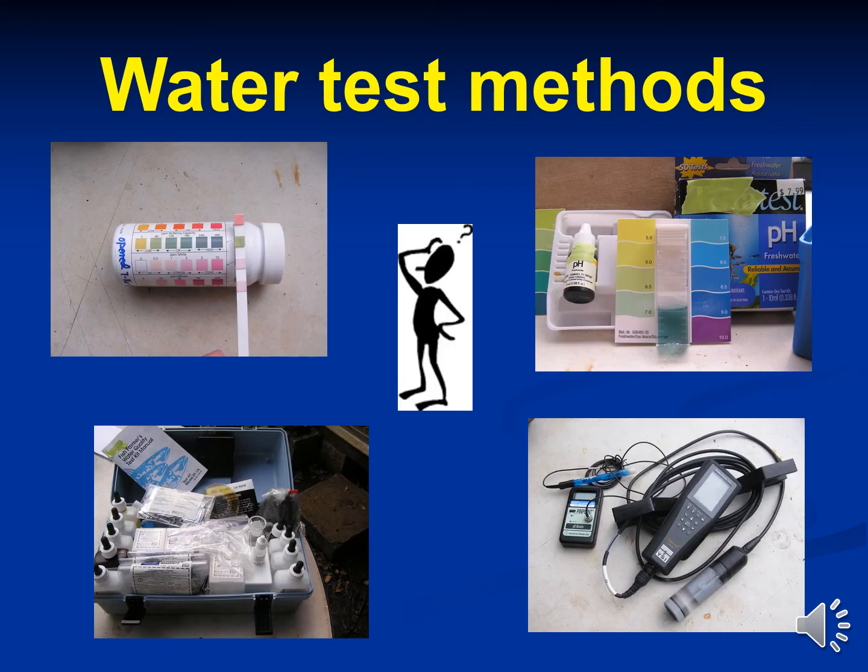What exact method you use to measure the specific water chemistry parameters can be daunting, as there are many methods out there. Test strips seen at the top left, to aquarium kits on the top right, to aquaculture kits on the bottom left, to meters on the bottom right. There are pros and cons for each of these methods. Test strips are easy to use, but they're not very accurate, whereas meters are very accurate, but you need to have periodic calibration. How do you decide what is right for you?